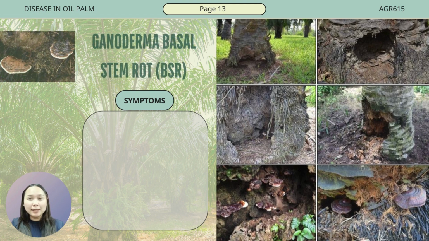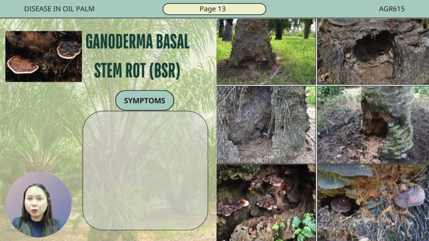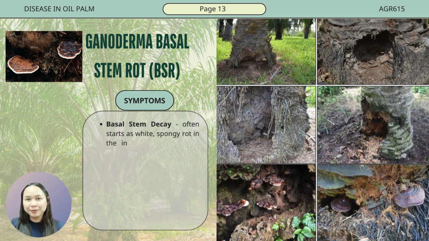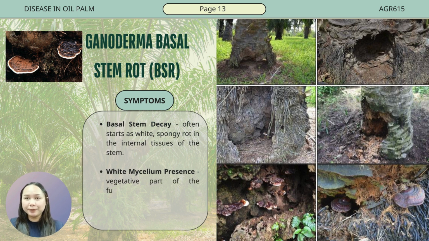The first disease in oil palm is Ganoderma basal stem rot, which is BSR. The symptom of this disease is basal stem decay. The most characteristic symptom is the decay of the basal part of the oil palm trunk. The decay often starts as a white spongy rot in the internal tissues of the stem. Then, white mycelium present. White mycelium, the vegetative part of the fungus, may be visible around the base of the trunk. This mycelium is a sign of the active growth of the Ganoderma fungus within the plant tissues.